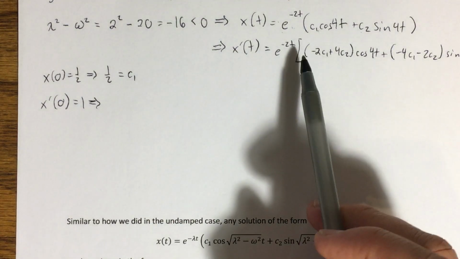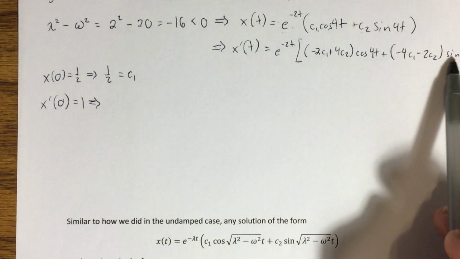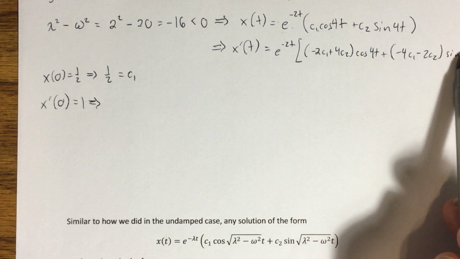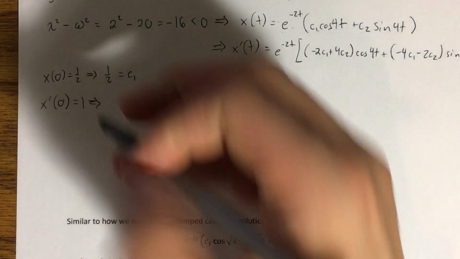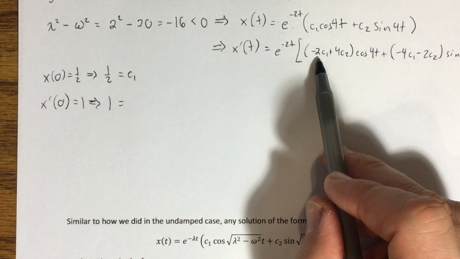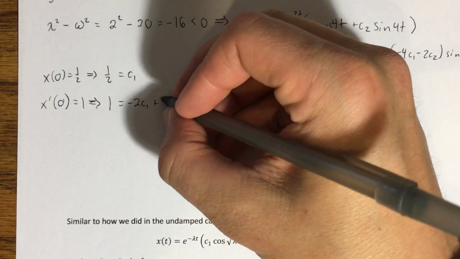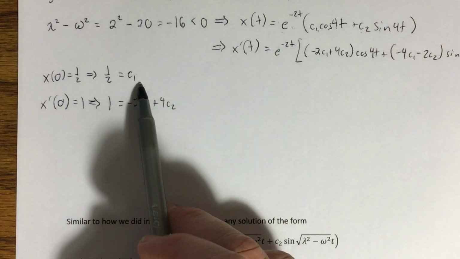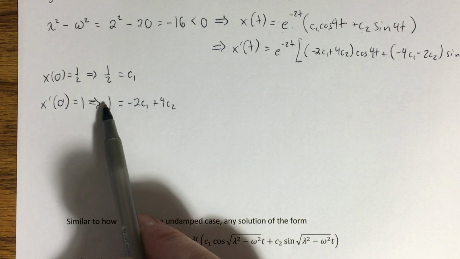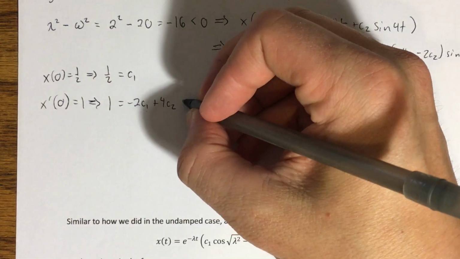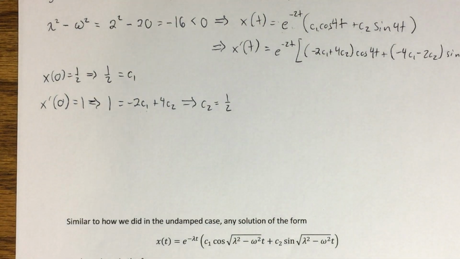What does that tell me? Well, again, looking at x prime down here, if t is 0, this factor goes to 1. Sine of 0 is equal to 0, so we lose that whole thing. Cosine of 0 equals 1, and so I just get this. 1 is equal to negative 2c1 plus 4c2. Now I know what c1 is equal to. It's equal to 1/2, so I could plug that in here, making this a negative 1, add that over to get a 2. 2 divided by 4 is 1/2, so I get c2 equals 1/2. Both parameters are equal to each other.